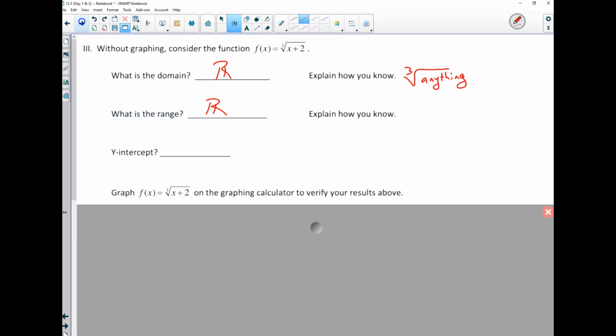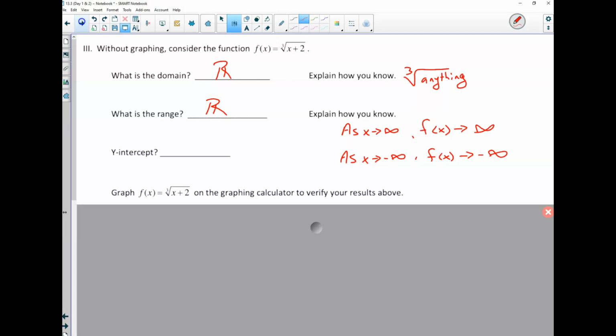Okay? And I'm looking at this, so what is the range? Well, I know the range is all real numbers because as x goes to infinity, my f of x goes to positive infinity. And as x goes to negative infinity, my f of x goes to negative infinity. My end behaviors were opposite, therefore everything is there.